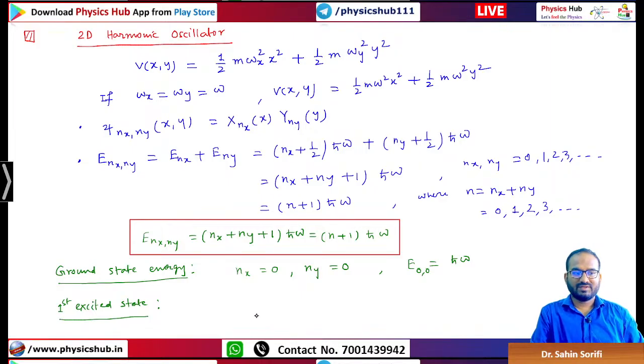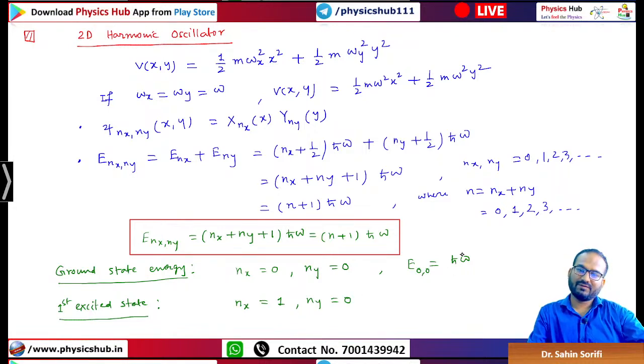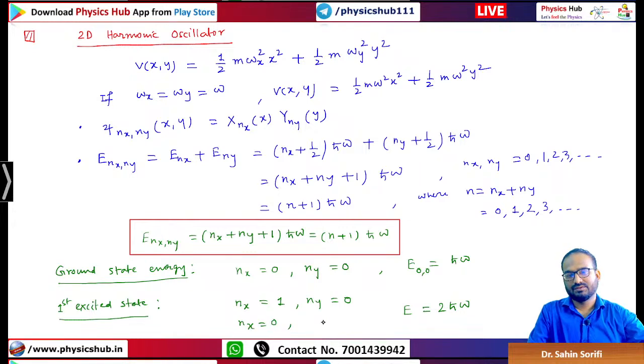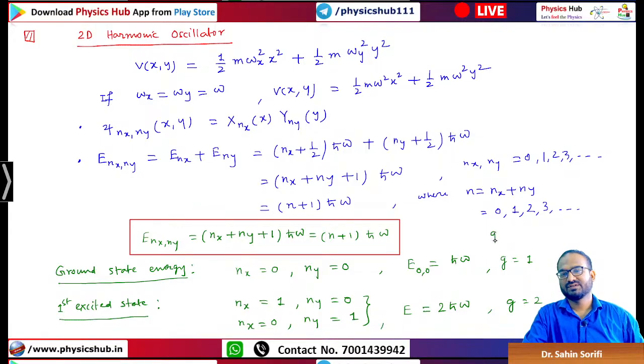First excited state. To get the first excited state, we can take nx equal to 1, ny equal to 0. We have to find the next minimum. The minimum is h cut omega, so we have to find the next minimum. If you take nx equal to 1, ny equal to 0, you get E equal to 1 plus 1, that is 2 h cut omega. Or you take nx equal to 0 and ny equal to 1. For both these cases, you get E equal to 2 h cut omega. What does it mean? It means this is degenerate. The first excited state is degenerate, and it has the degeneracy, let's say denoted by g, equal to 2. Here the ground state degeneracy is 1. g is the degeneracy.